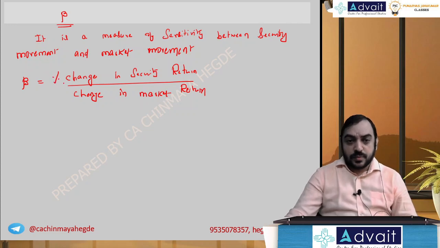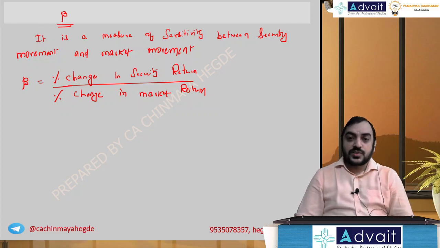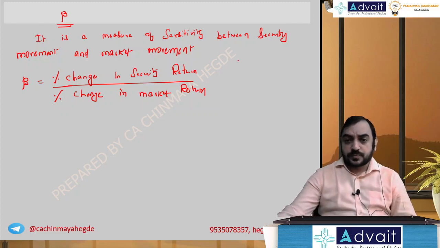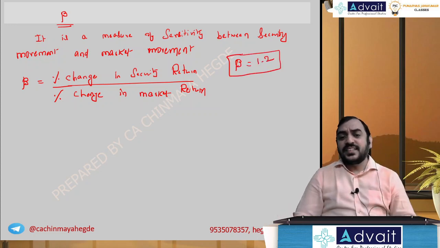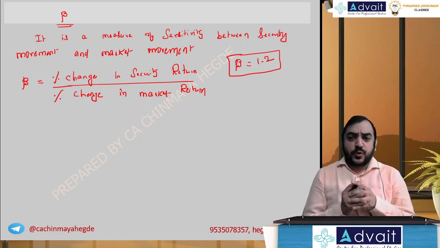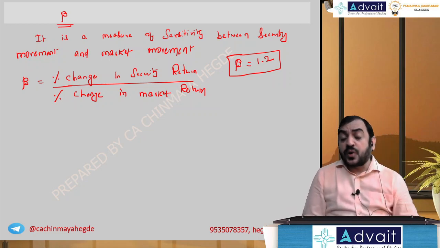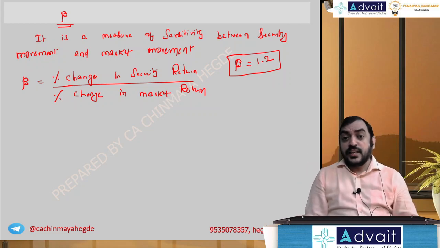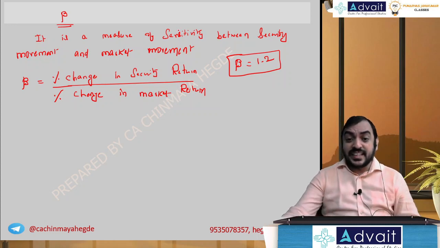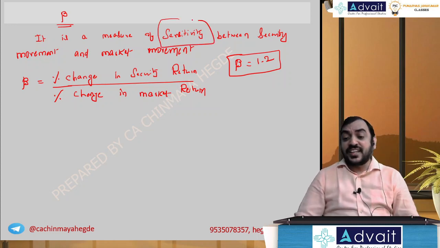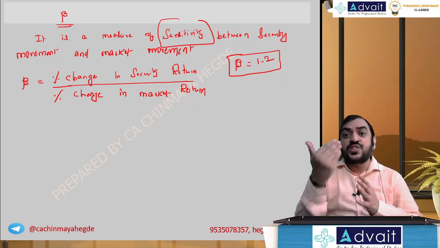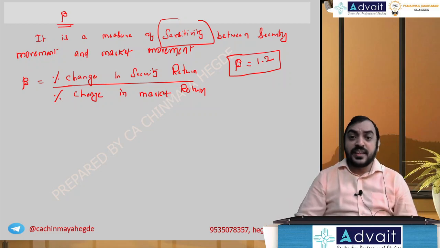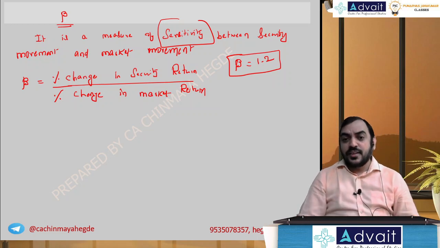Percentage change in security return by percentage change in market returns. So if beta equals, let's say, 1.2, what does it mean? Beta equals 1.2 means if the market moves by 1%, the security will move by 1.2%. So we are trying to understand the sensitivity of a security's movement in response to the market, its reaction to the market. So what is sensitivity?